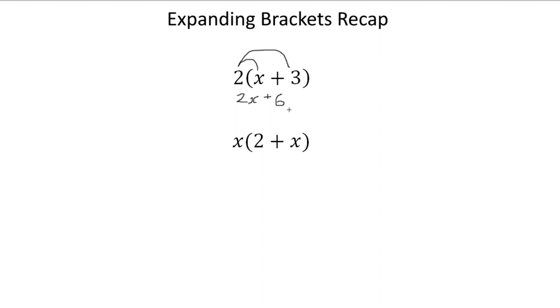Easy as that. With the second situation, again, we take a variable on the outside and multiply it by the expression inside. So x times 2 is 2x. And then we get x times x is x squared. And so we are left with that expression. So that's just what we said with expanded brackets.